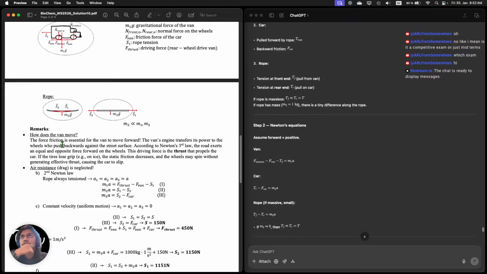How does the van move? The friction force is essential for the van to move forward. The van's engine transfers its power to the wheels, who push backwards against the street surface. According to Newton's third law, the road exerts an equal and opposite force forward on the wheels. This driving force is the thrust that propels the car. If the tires lose grip, the static friction decreases, and the wheels may spin without generating effective thrust, causing the car to slip. Hmm.